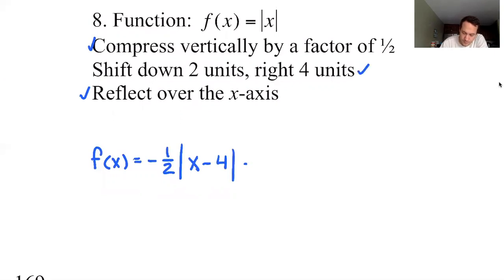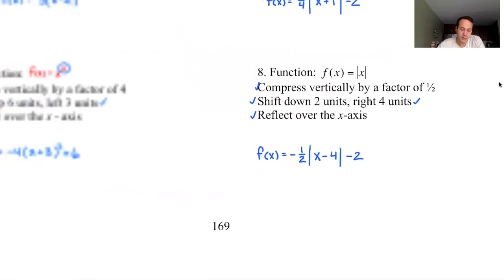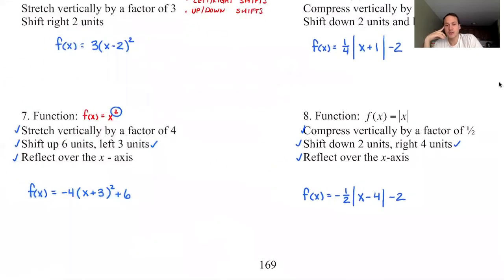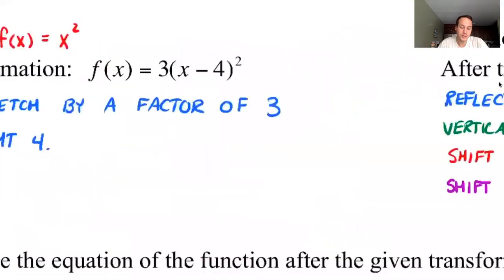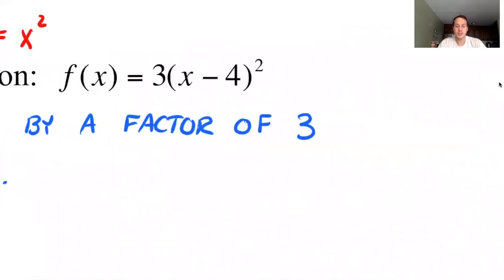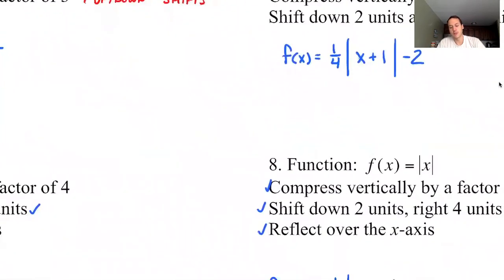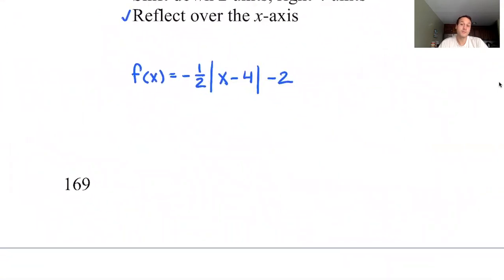So I got -1/2, absolute value of x minus 4, minus 2. The cool thing about these questions is you can always check yourselves, guys and girls. Once you write a function, see if you get the same things. I think a lot of us are comfortable with reading a function and listing the transformations, maybe not so much with writing our own. So if you need, write one and then see if you get the same thing that's given to you. But hopefully this lesson helped you.